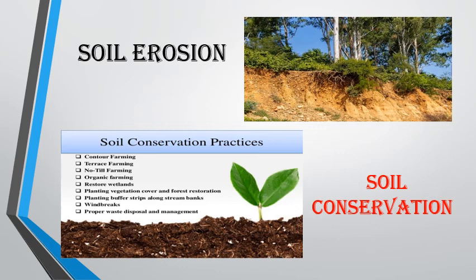Again, students, we have to apply some scientific agricultural practices like rotation of crops. Strip cropping should be systematically followed. So students, through these practices, definitely we can conserve soil. Again, students, contour farming, terrace farming, no-till farming, organic farming, restoring wetlands, planting vegetation cover and forest restoration, planting buffer strips, windbreaks, proper waste disposal and management. Students, these are small practices which are useful for soil conservation.